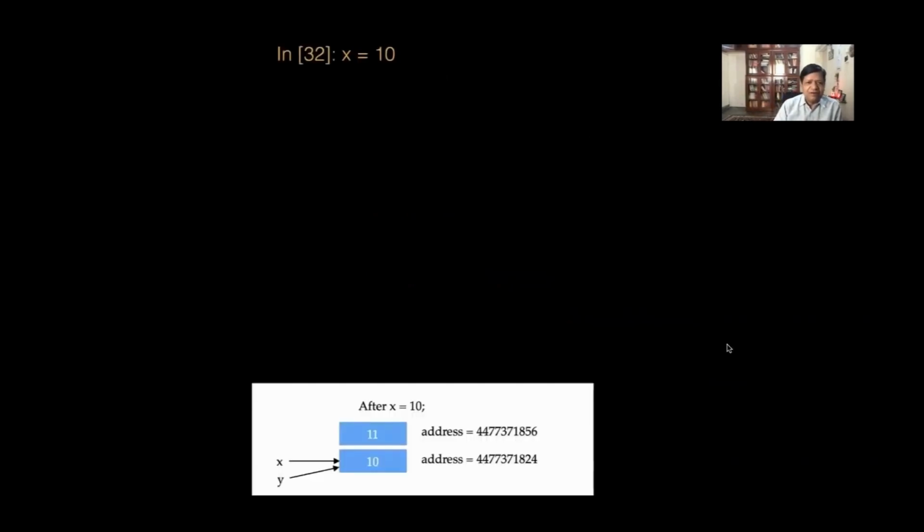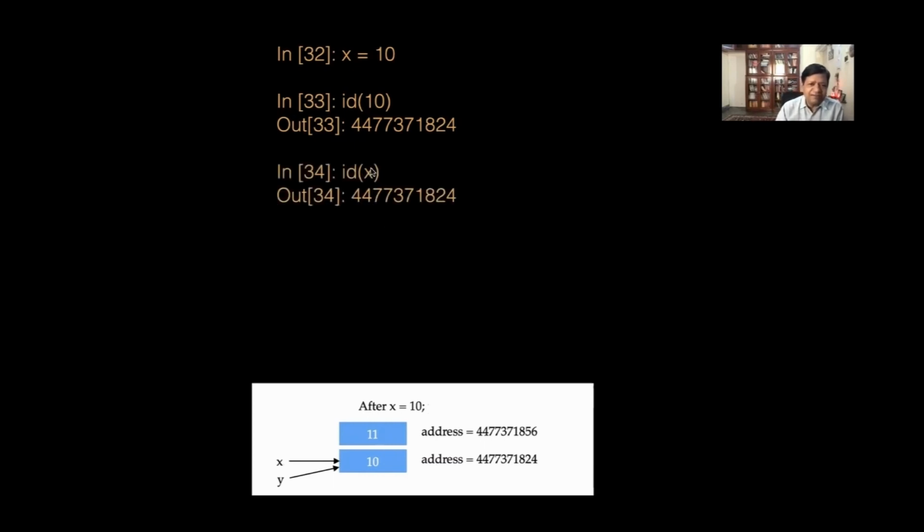Now let's say x equal to 10. Now look what I do. ID, I forgot to tell you, ID is identification. So it tells you the memory location. So where is 10 stored? It is this location, 824. In fact, I just made a picture. So this 10 object and x is pointing to it, and the address of this is this. Now I do something else. So ID of x, ID of x is exactly the same. So x is giving you the address of that object.